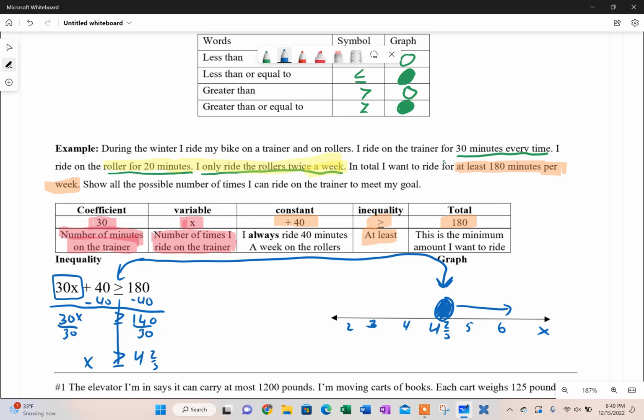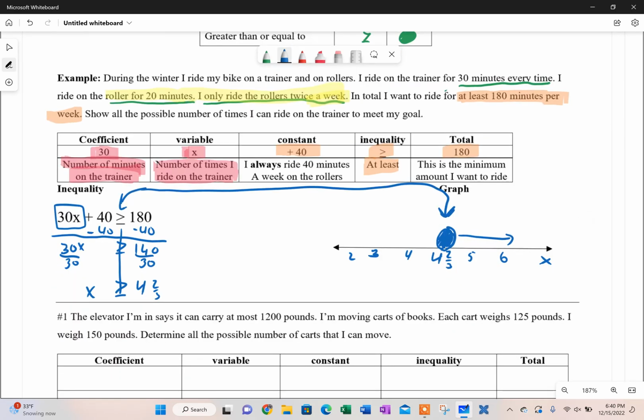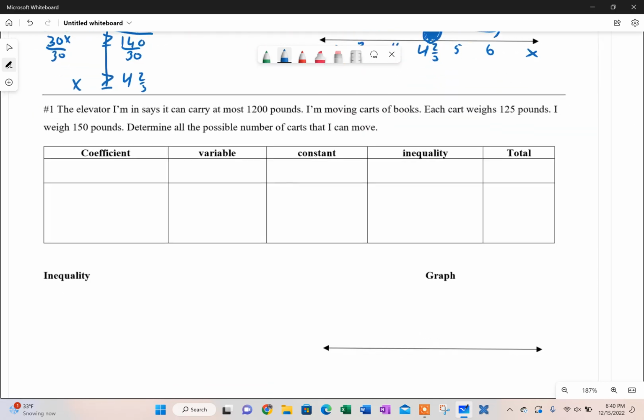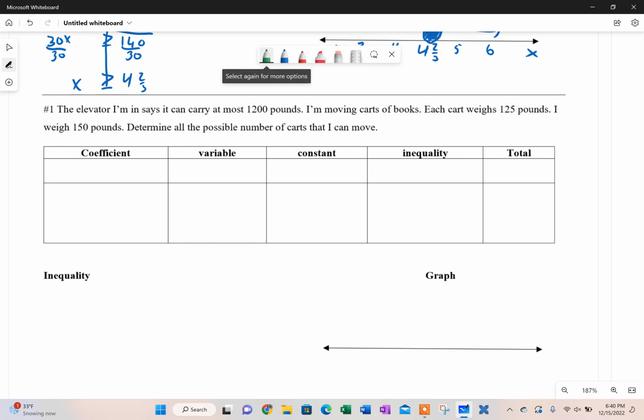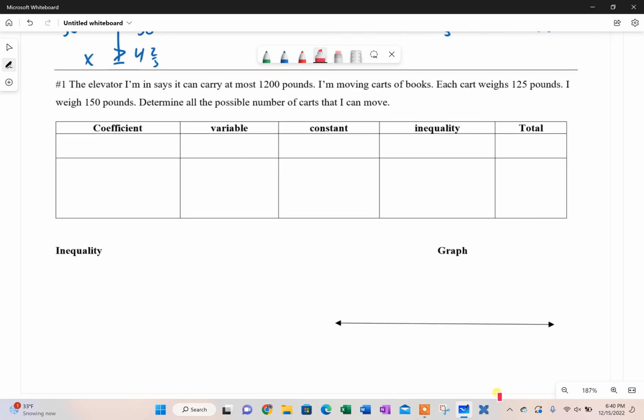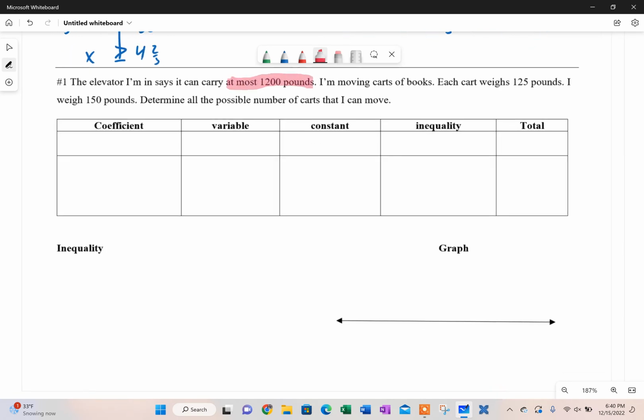In math class, sometimes you get questions that don't work out the way you would like them to. So here is the first example. It says, I'm going to do some highlighting. In the elevator, I can carry at most 1,200 pounds. So that seems pretty important.